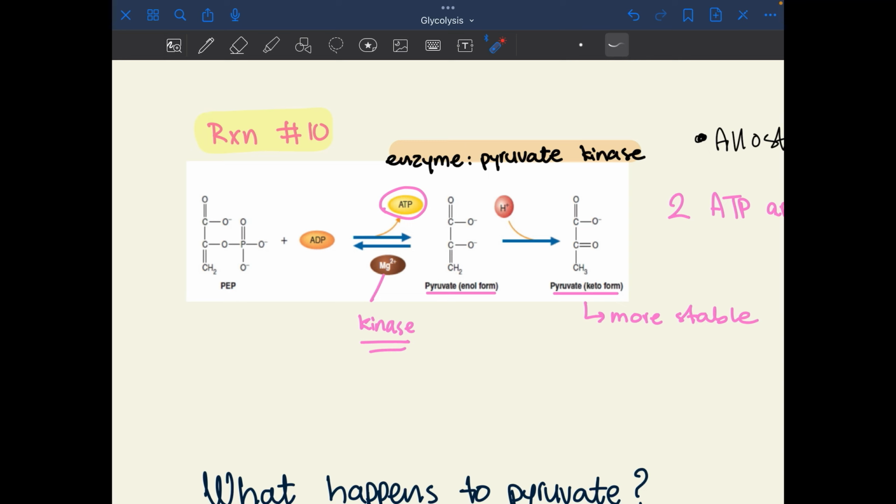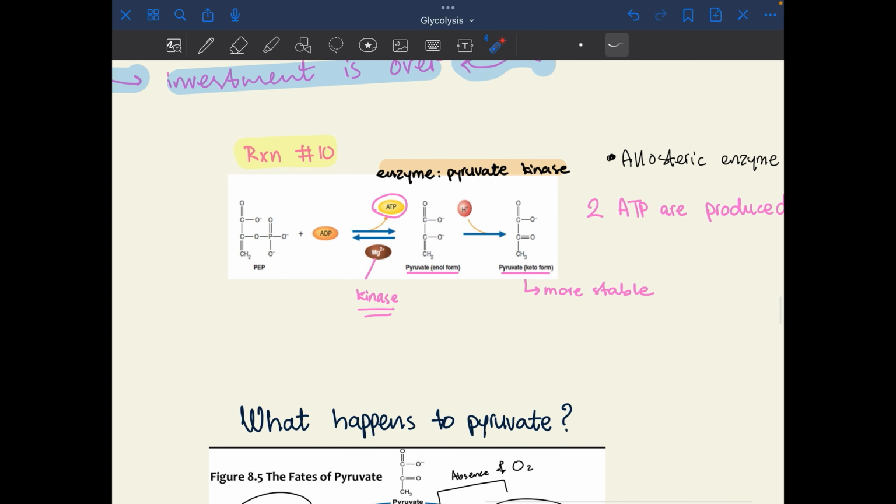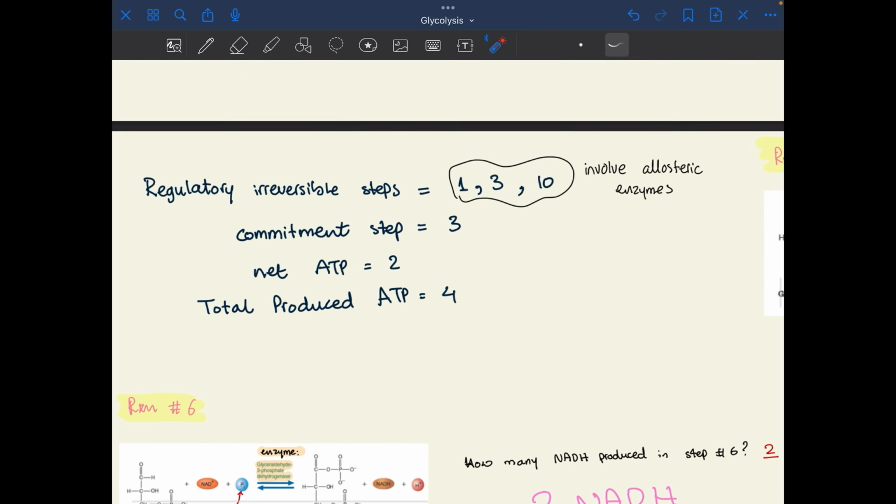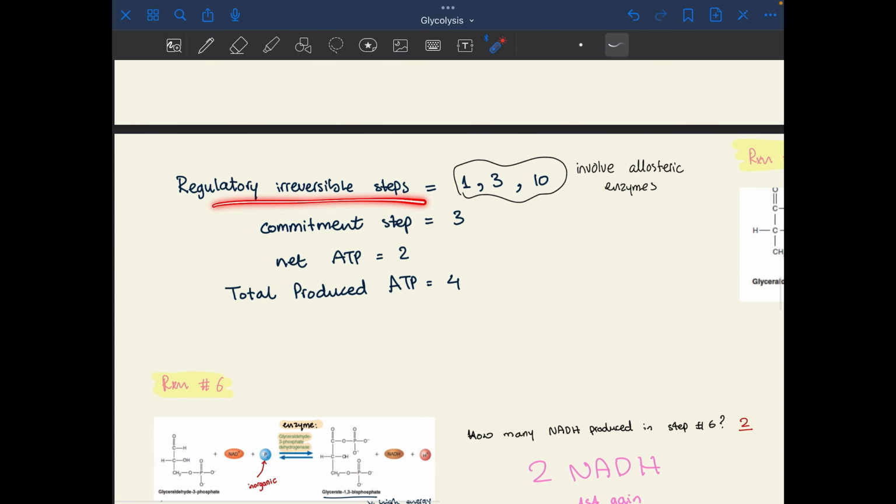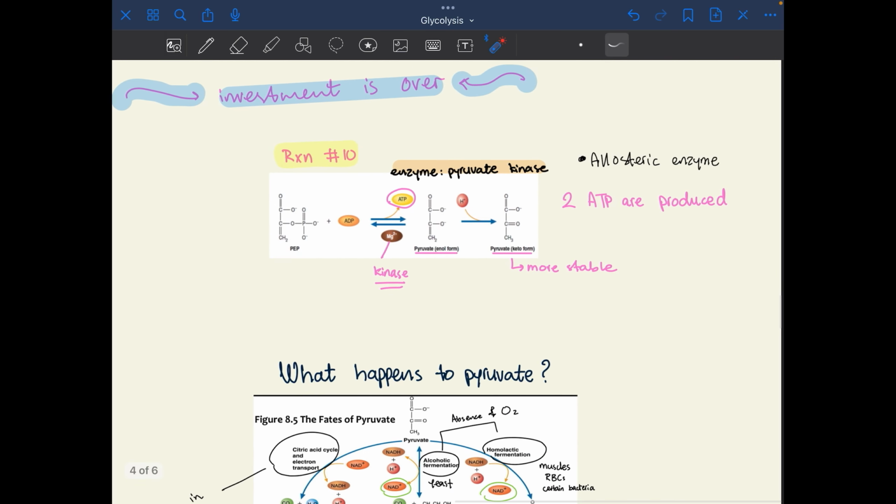Kinase, what cofactor is needed? Magnesium. Okay, so we have 2 ATP produced. So totally, what is the net of ATP? 2. I wrote it here. So the regulatory irreversible steps are 1, 3, 10. Okay, so yeah, we have here this regulatory step.